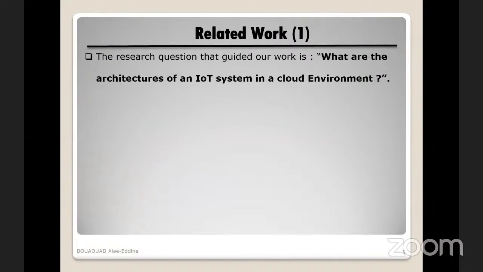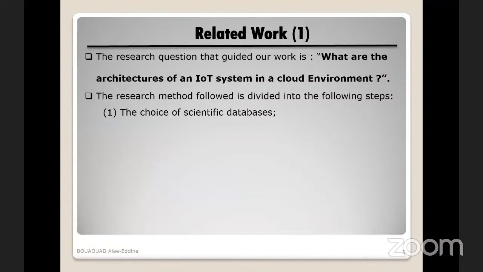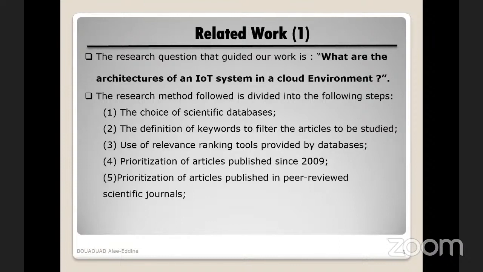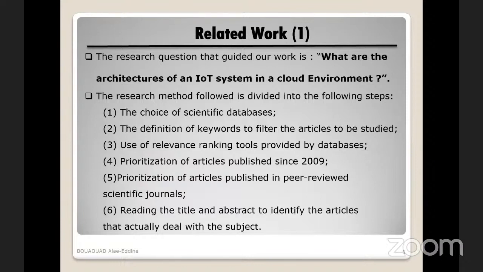In order to identify the articles that will allow us to answer this question, the research method followed is divided into 6 steps. Number 1 is the choice of scientific databases. Number 2 is the definition of keywords to filter the articles to be studied. Number 3 is the use of relevance ranking tools provided by databases. Number 4, prioritization of articles published since 2009. Number 5, prioritization of articles published in peer-reviewed scientific journals. And finally, reading the title and abstract to identify the articles that actually deal with the subject.